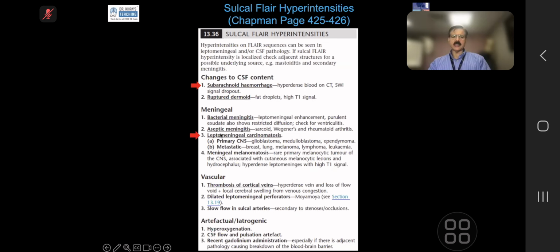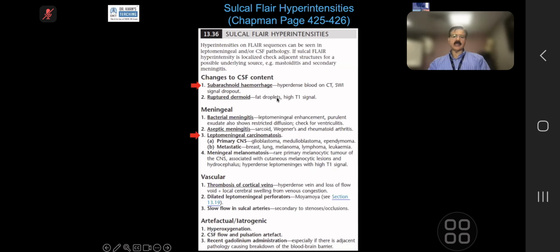Leptomeningeal processes can include carcinomatosis, as in tumors, metastases, and primary tumors like GBM. Then bacterial meningitis like TB, etc. And please do not memorize these fancy things. Aseptic meningitis includes things like sarcoidosis, which is the greatest mimicker in neuroradiology, Wegener's, rheumatoid arthritis. So they can give you long cases if you know this knowledge.